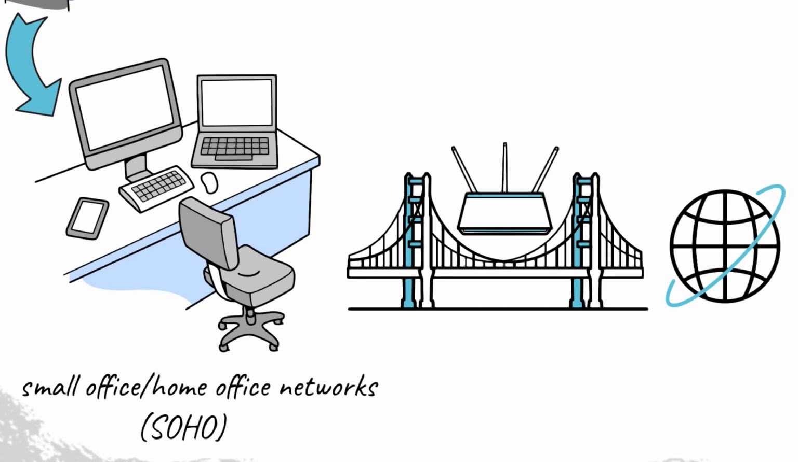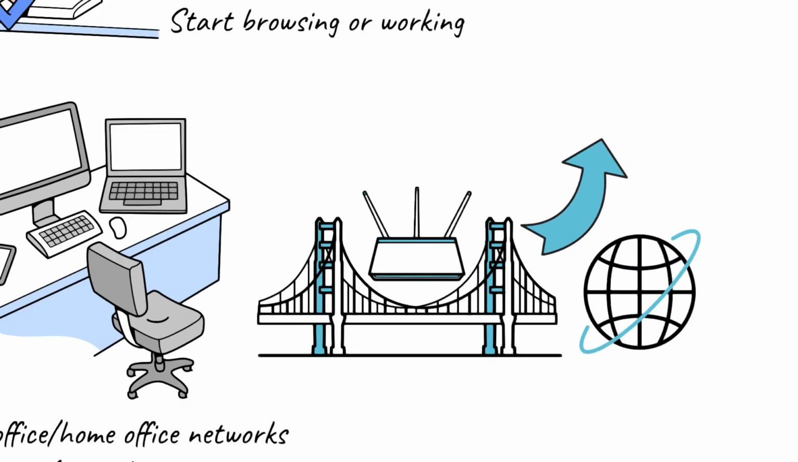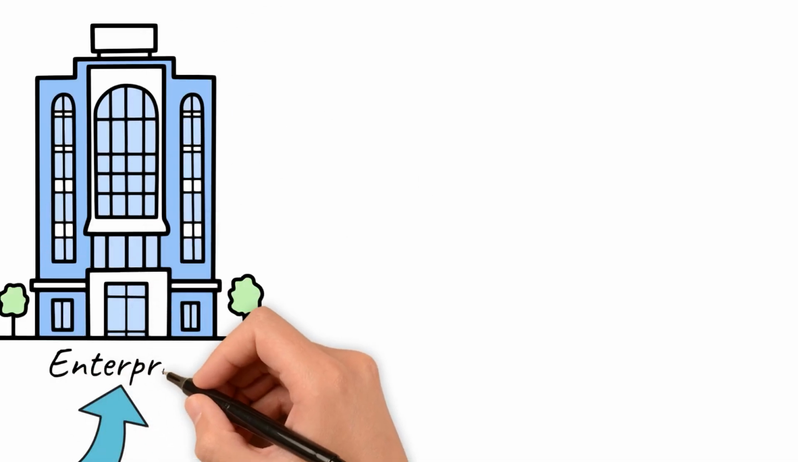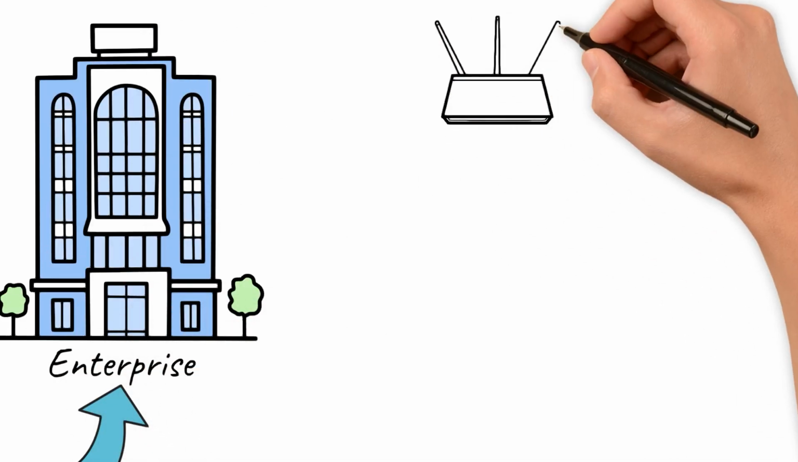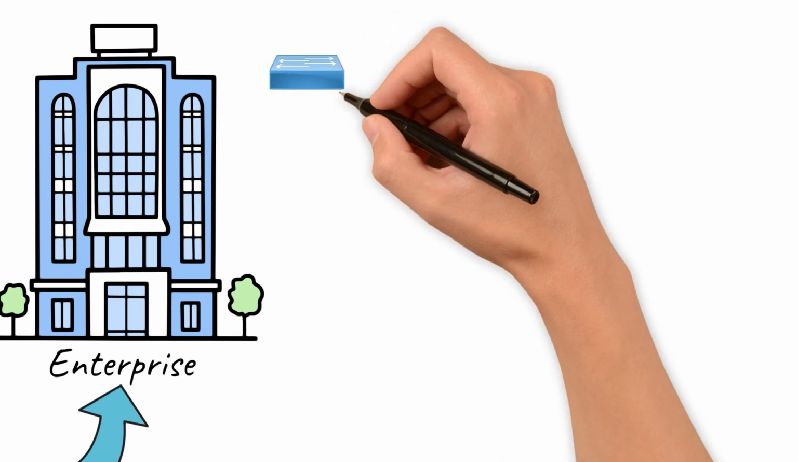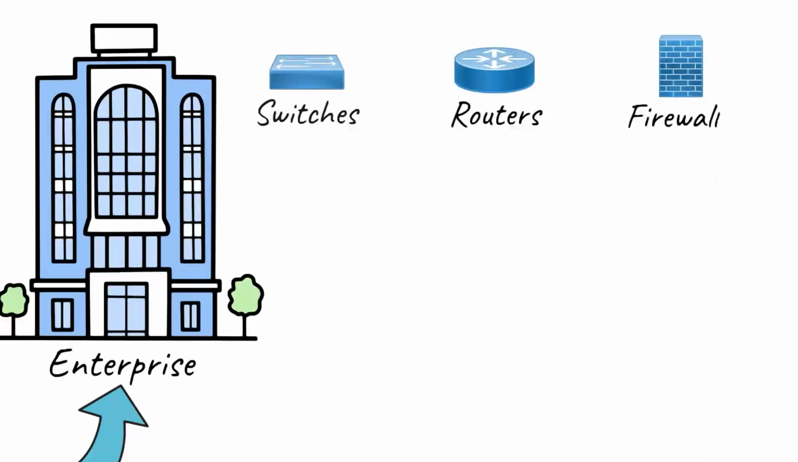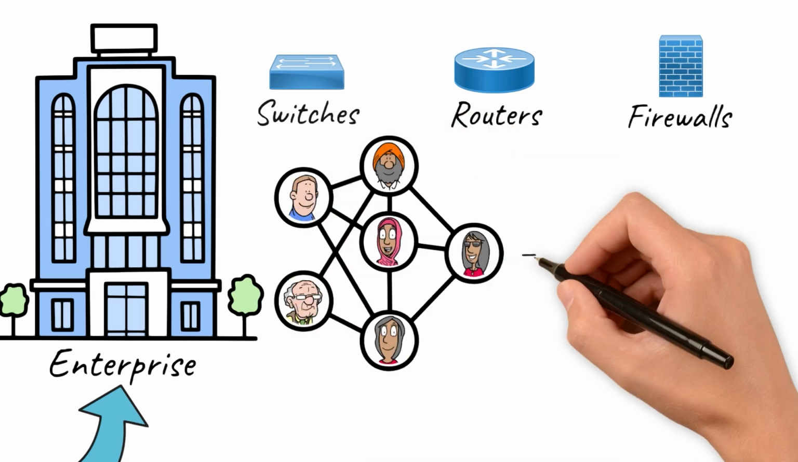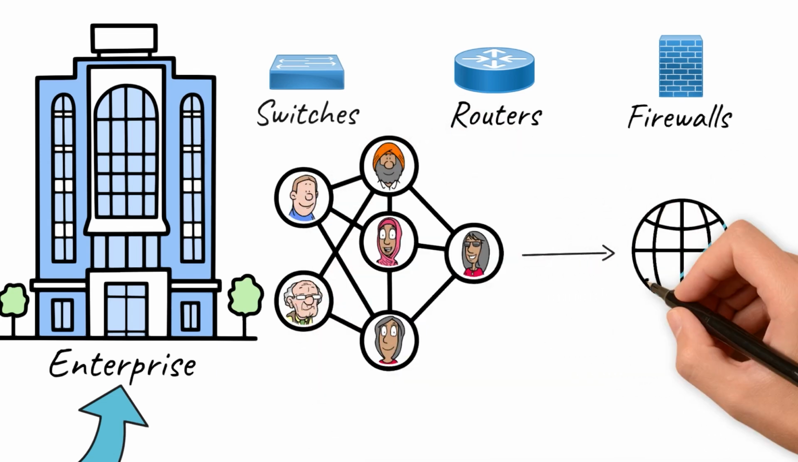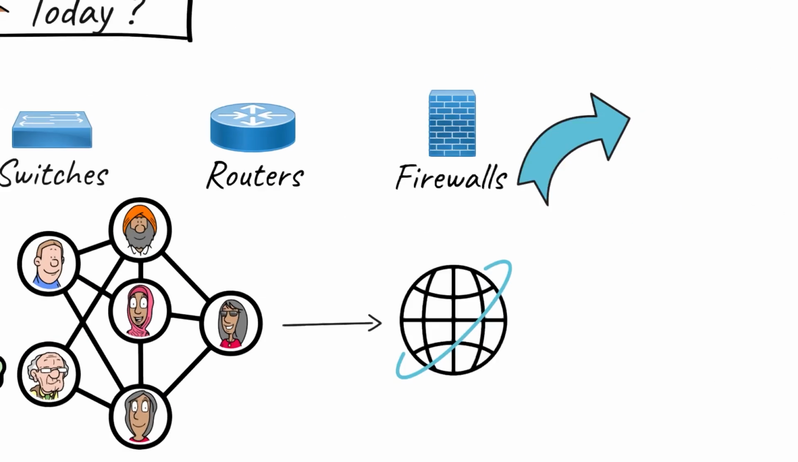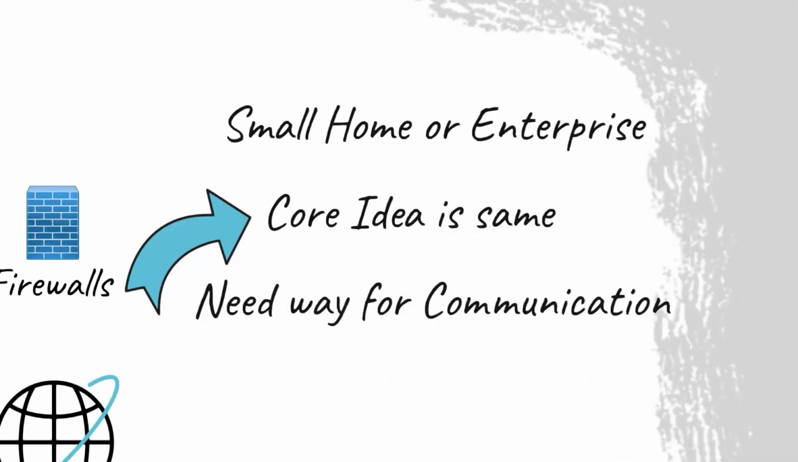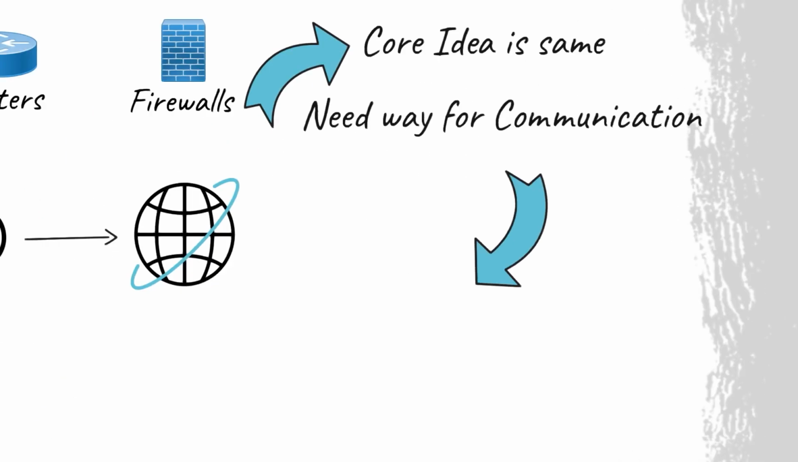But networks aren't just in homes. They power entire businesses too. Large companies, known as enterprises, have much more complex networks. Instead of just a single router, they have multiple switches, routers, and firewalls connecting hundreds or even thousands of employees to their own private network, which is then linked to the internet. But whether it's a small home network or a massive enterprise system, the core idea remains the same. Devices need a way to communicate and share data efficiently. And that's where standards come in.